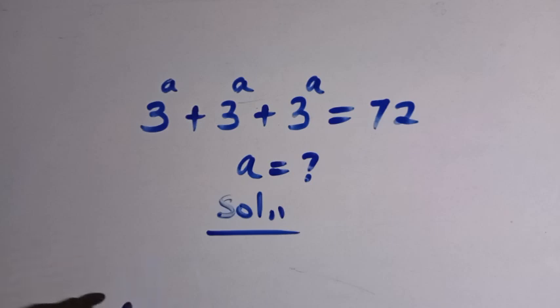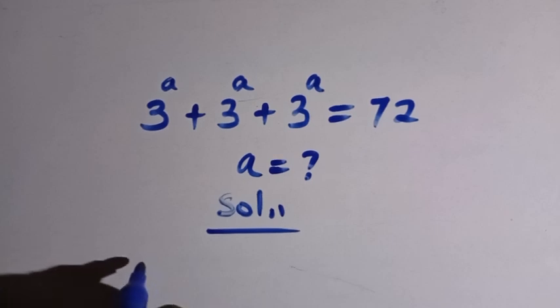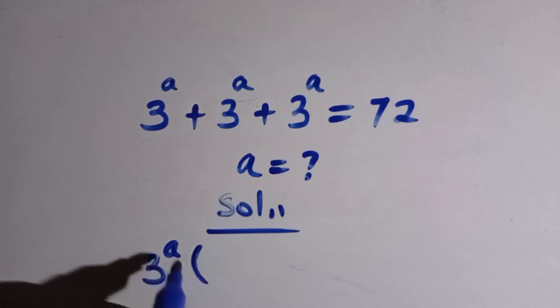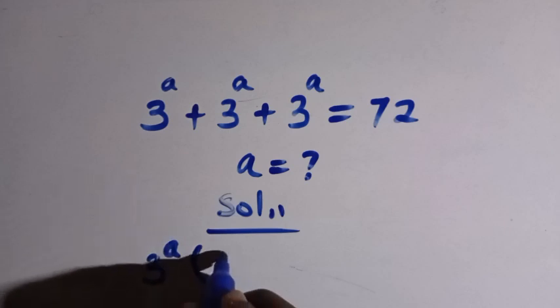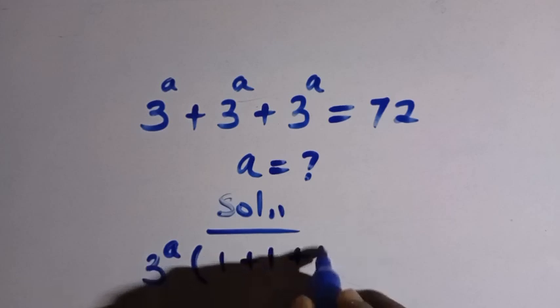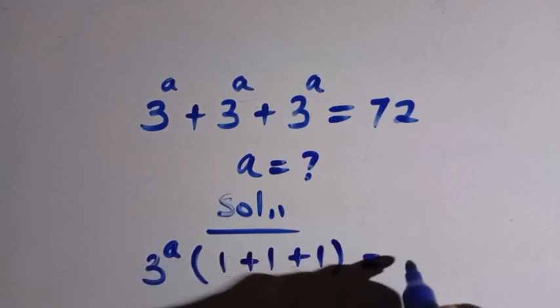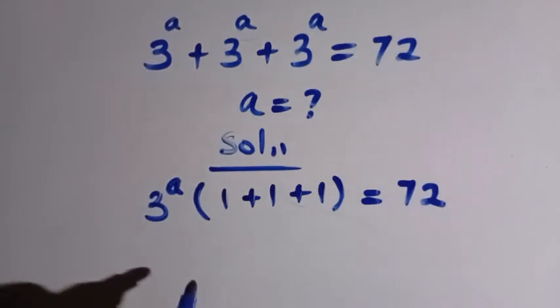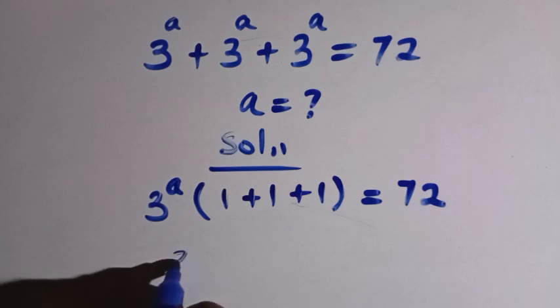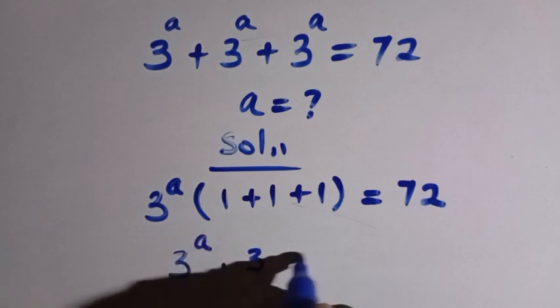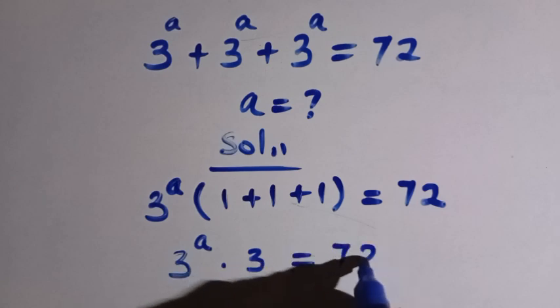Then we have 3 power of a, which is common to them. If we factor out 3 power a, in the bracket we have 1 plus 1 plus 1 equals 72. So if this is what we have, then we can just see this as 3 power of a multiplied by 3 equals 72.